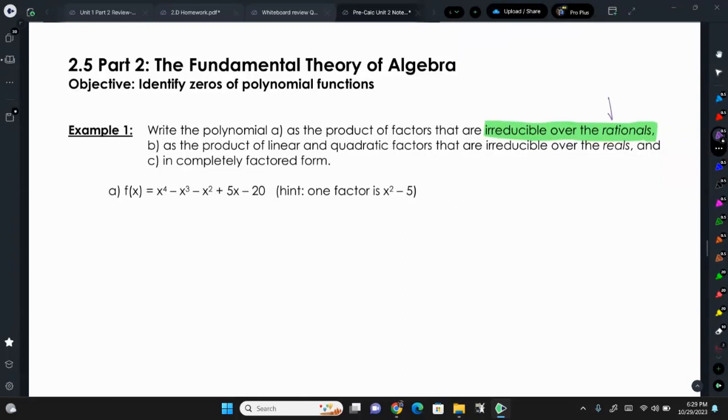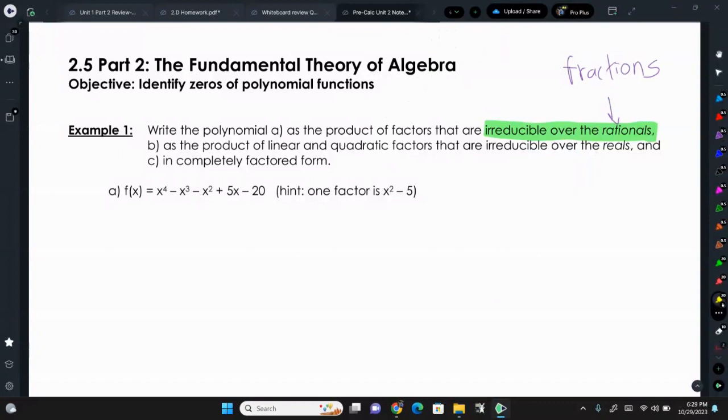Remember, rationals are fractions. But when we talk about rational numbers as fractions, we have to remember that the number 2 is a rational number. 2 over 1 is a fraction. We just reduce that to 2, but it is a rational number.